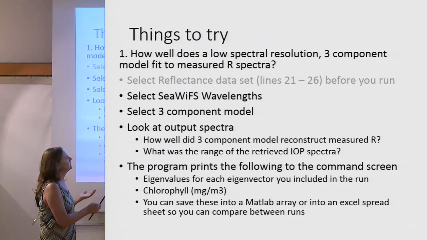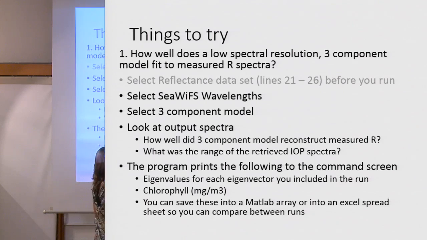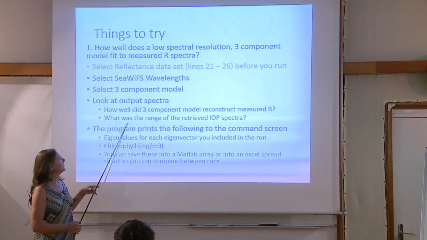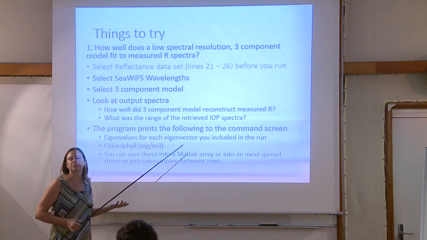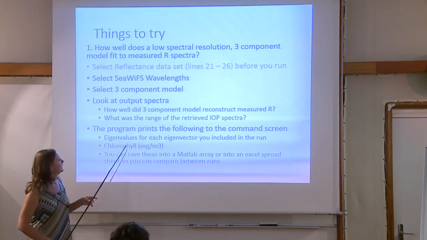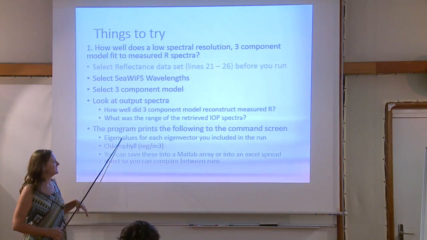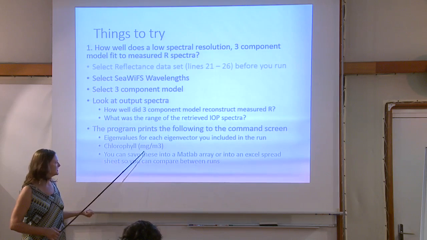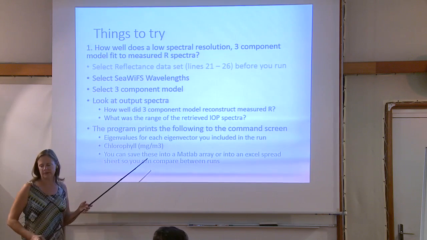And your output will give you a couple of things. It will show you how well your reconstructed spectrum matches the measured one. And it will also give you these retrieved IOPs, and you can look at them. Are those reasonable numbers? So the program prints the following things to the command screen. It's going to give you the eigenvalues for each of the eigenvectors. It's going to give you an estimate of the chlorophyll concentration. And then you can save them into an array or in a spreadsheet so you can compare your runs.